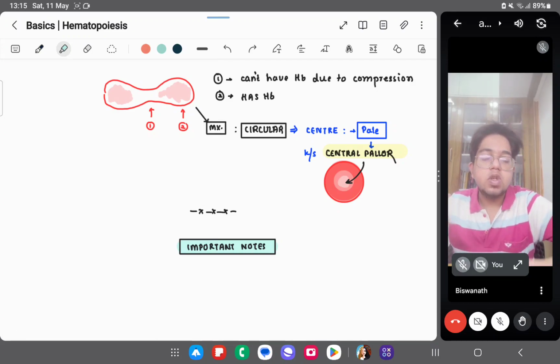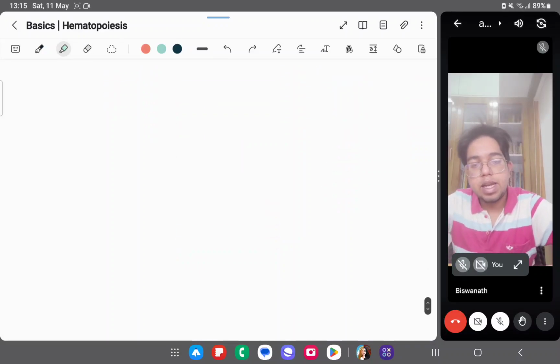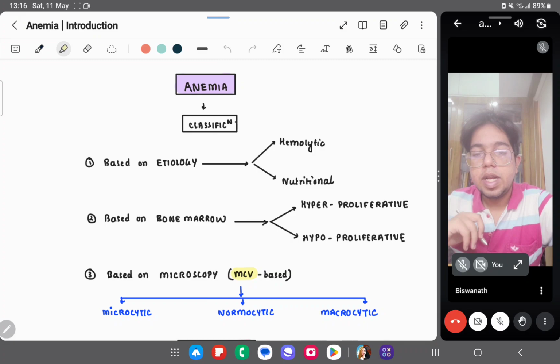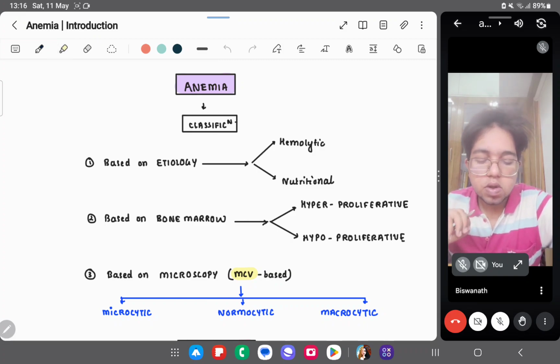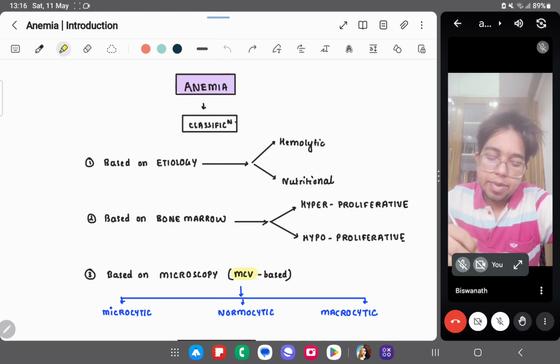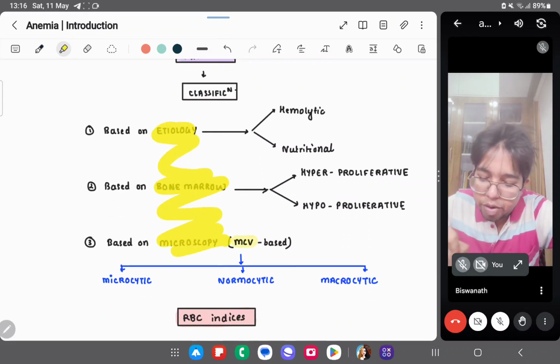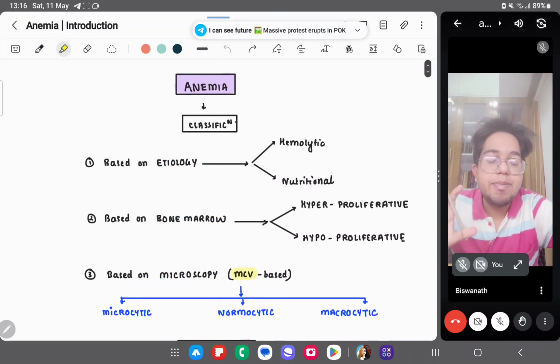So these are the basics of hematopoiesis. Next, we'll go to the basics of anemia. Let's talk about the basics of anemia now. So for anemia, we have a classification. Anemia is classified based on etiology, bone marrow, and microscopy. It is a very simplified classification.